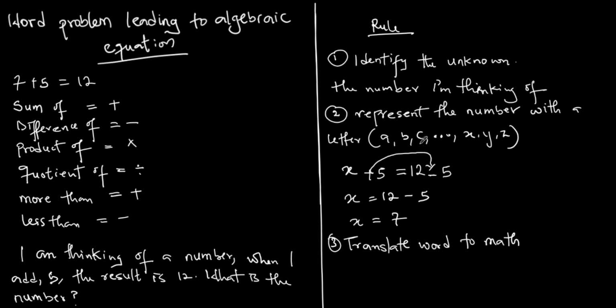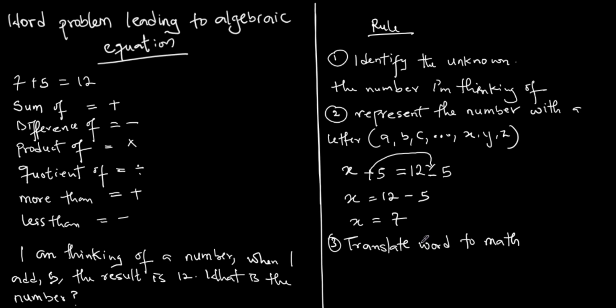So, first, identify the unknown. I am thinking of a number. You are not in my mind, so you don't even know what kind of number I'm thinking. So since you don't know, the number I'm thinking becomes the unknown. When I add 5 to the number, the result, meaning equals, 12. What is the number? Represent the unknown with an alphabet.